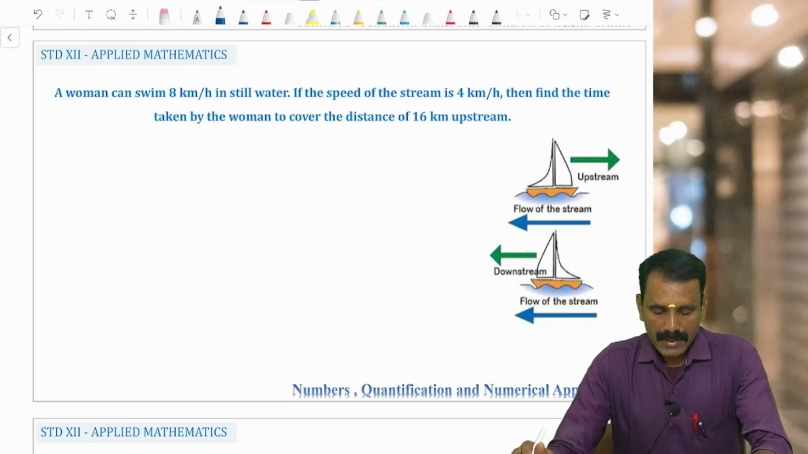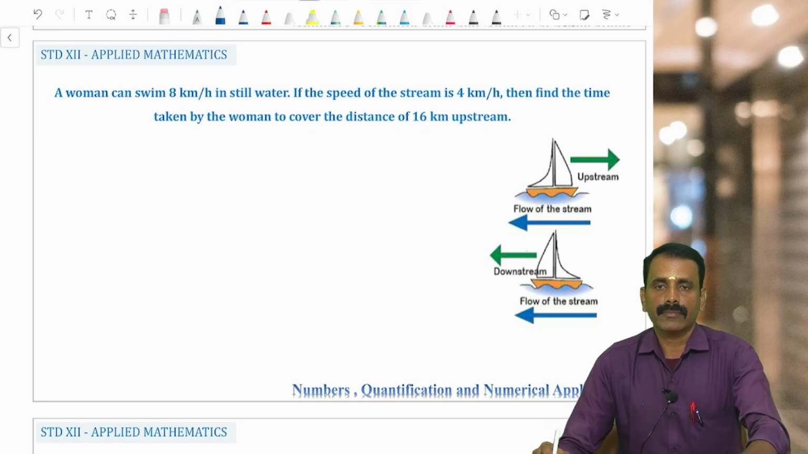Hi students, a woman can swim 8 km per hour in still water. If the speed of the stream is 4 km per hour, then find the time taken by the woman to cover the distance of 16 km upstream.